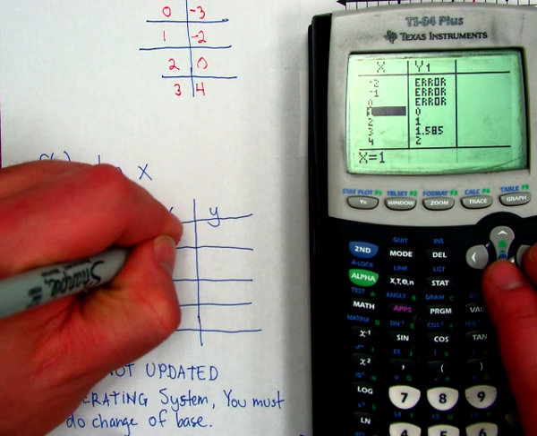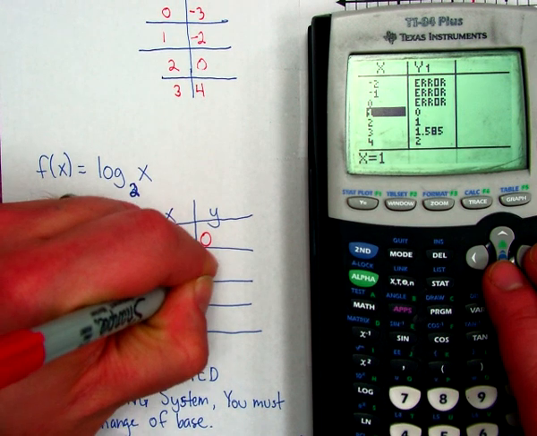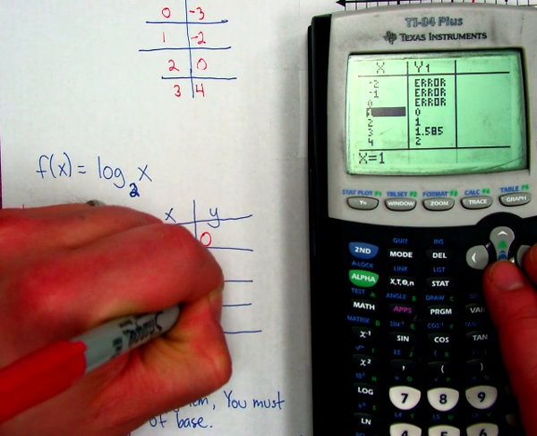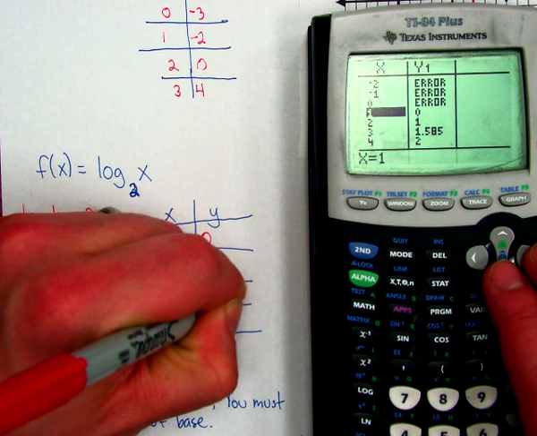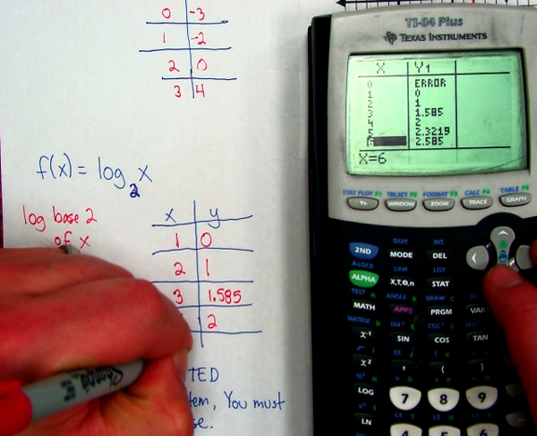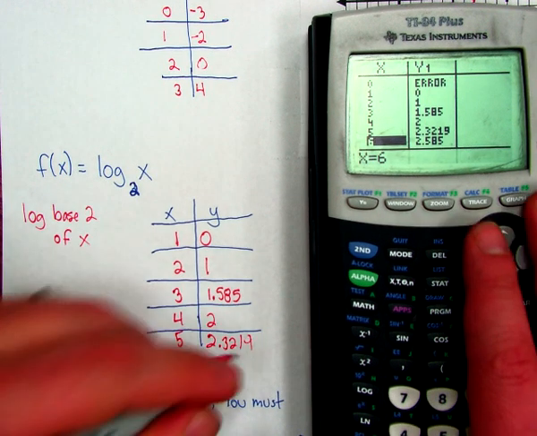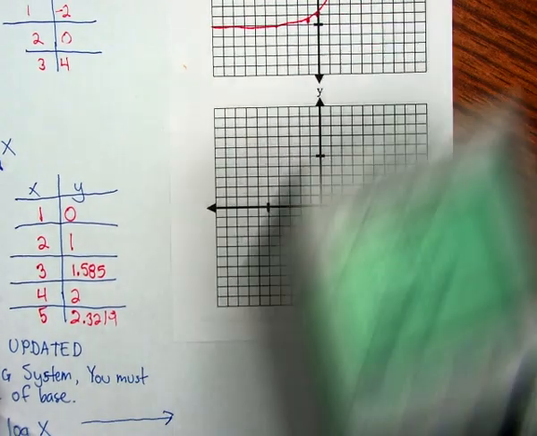The first one we get is at 1, 0. Next one we get is at 2, 1. Next one is at 3, 1.585. And the next one is at 4, 2. And then 5 and 3 are 2.3219. Okay? Graph each one of these points.